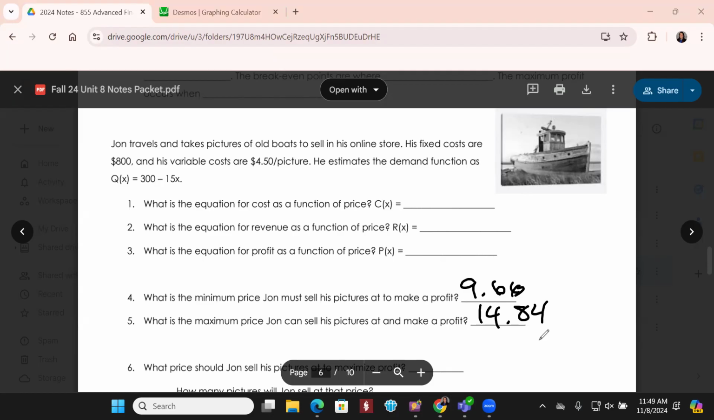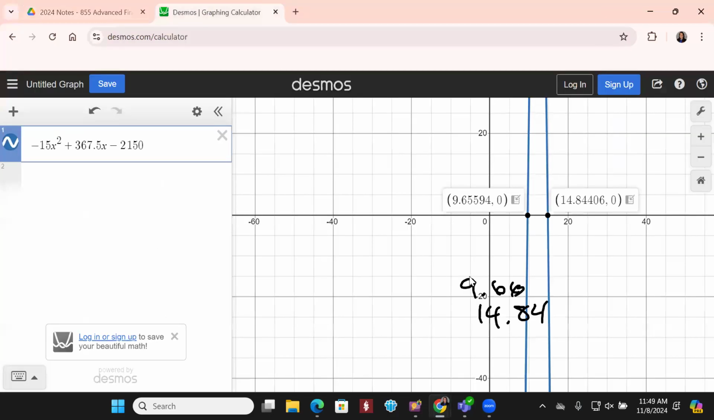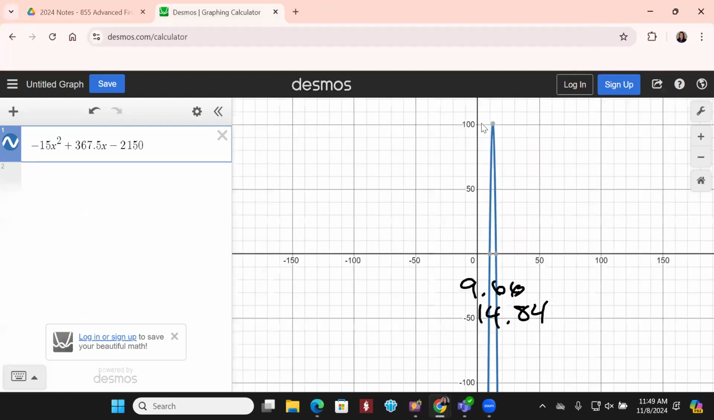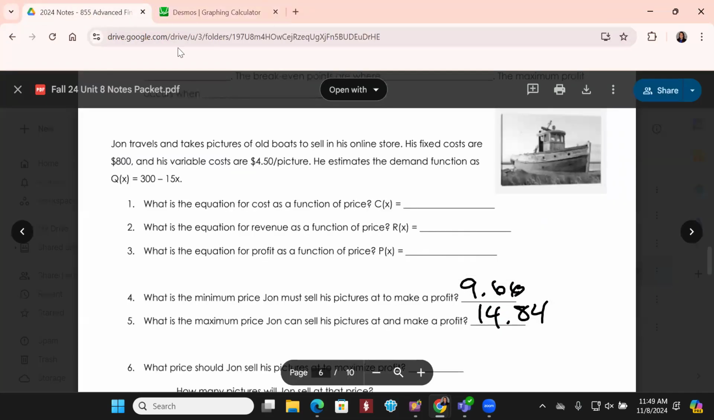Okay. Now, what price should John sell his pictures to maximize his profit? If we're trying to maximize the profit, we're looking at the Y values to be the greatest. So we're going to zoom out, go up here to the top. What's the X value on that guy? 12.25. So if he sold it at 12.25, then he would maximize his profit, right?